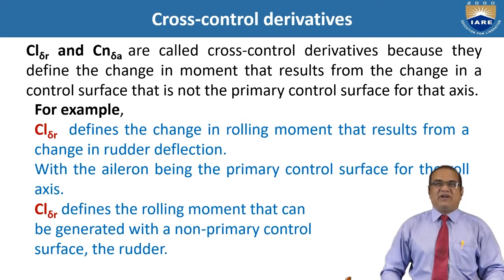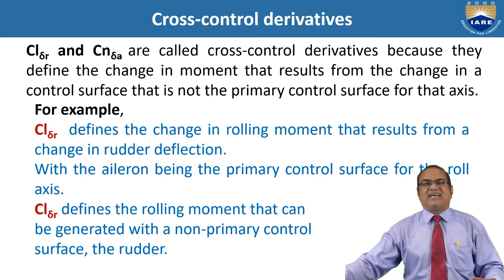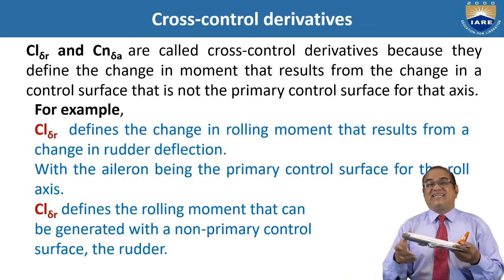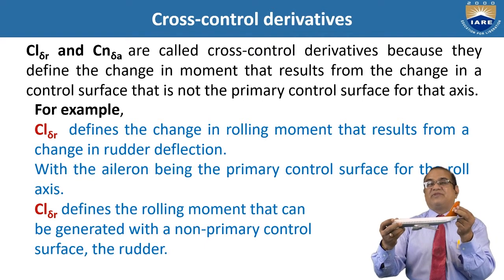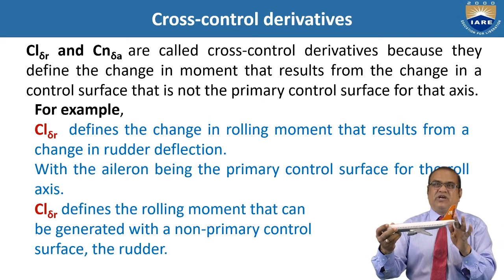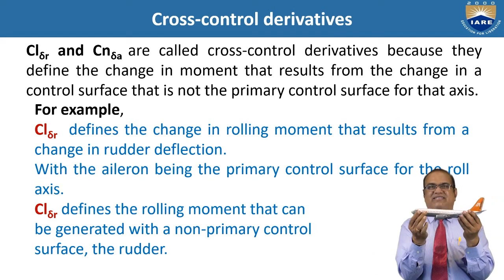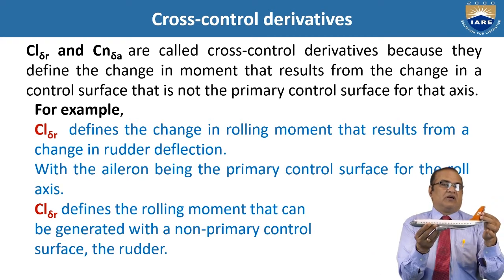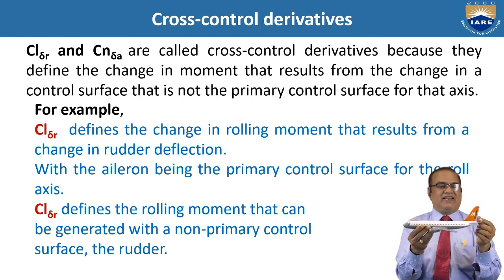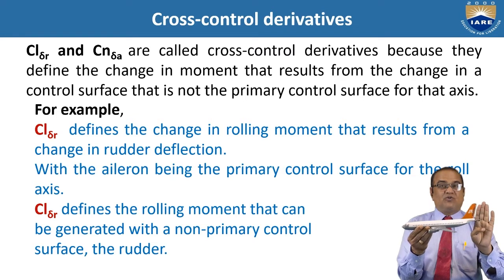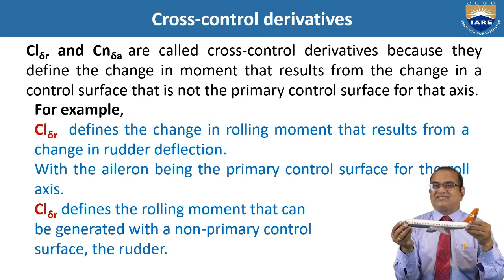For example, CL delta R defines the change in rolling moment that results from a change in rudder deflection. Okay, so how is it happening? CL delta R means rolling is happening due to the deflection of the rudder. And how is it happening? We can see here that the aircraft is flying like this. You have changed the rudder. Suppose you are changing it towards the left, so the nose will go towards the left.